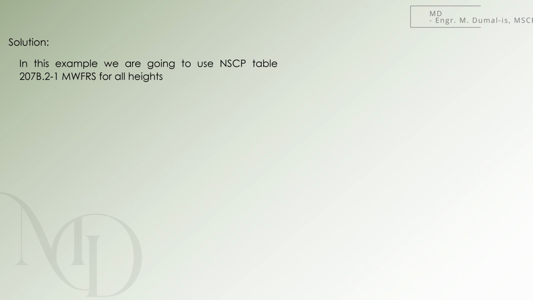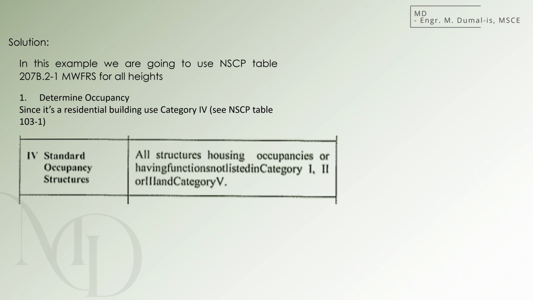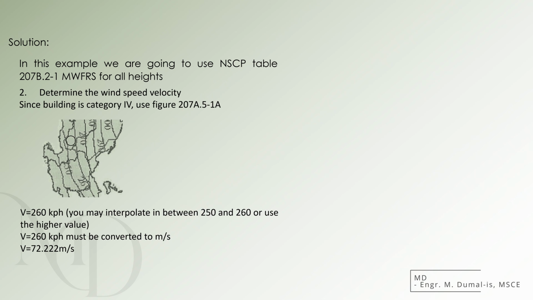Let us now solve the problem. In example number 1, we already determined the occupancy category. If you have not watched that video yet, the link is in the description below. For this building, the occupancy is category 4, which corresponds to residential use. The wind speed is also something we already know. It is 260 kilometers per hour. Now, under section B.2-1, the code requires that wind speed be expressed in meters per second. So, if we divide 260 by 3.6, we get 72.22 meters per second.